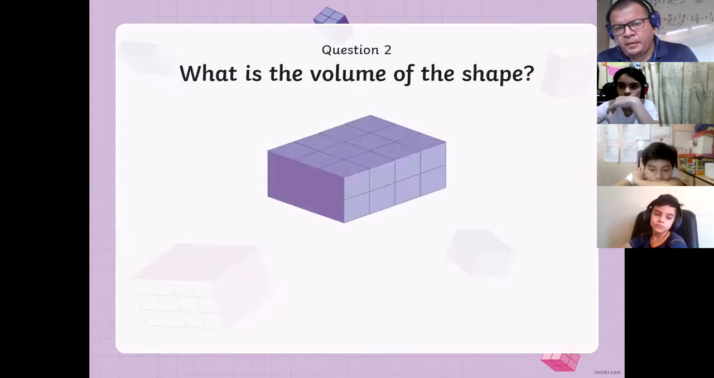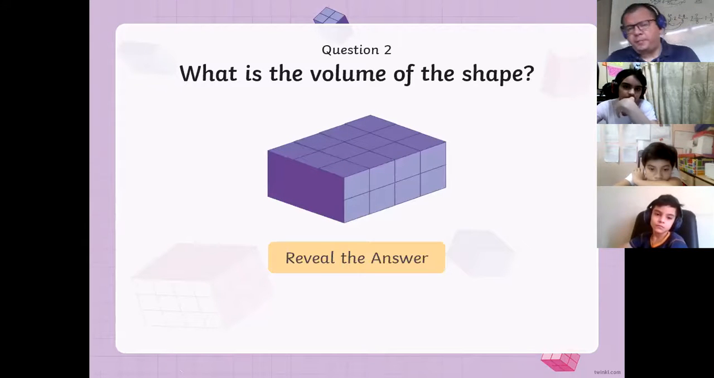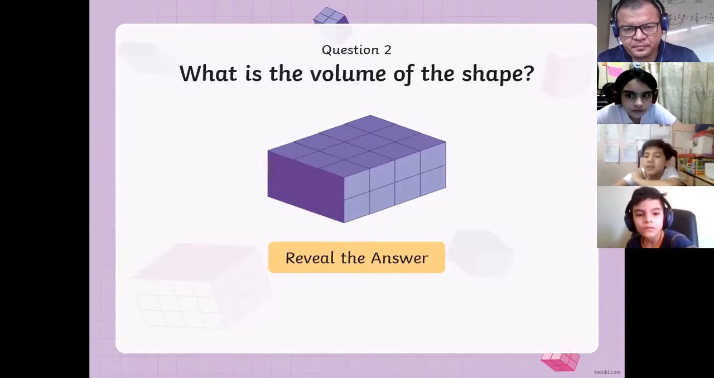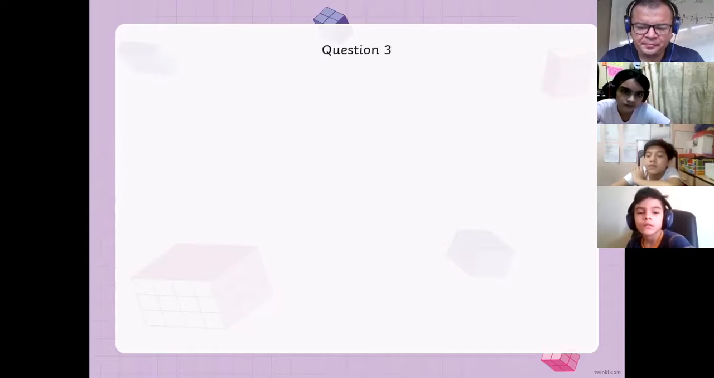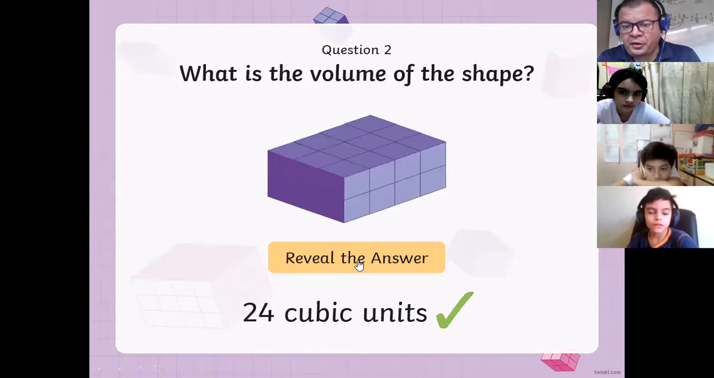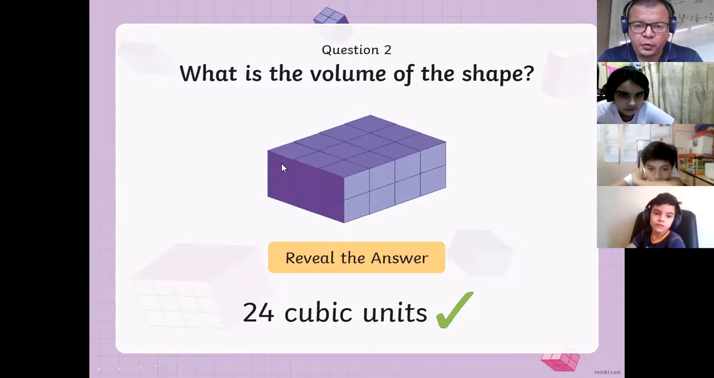Let's see this one. What is the volume for this shape? 24 cubic units. Why? Because we count 1, 2, 3, 4, 5, 6, 7, 8, and we have 1, 2, 3 lines. 8 times 3 is 24.